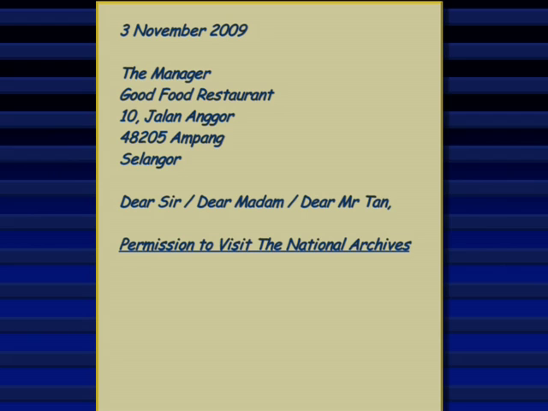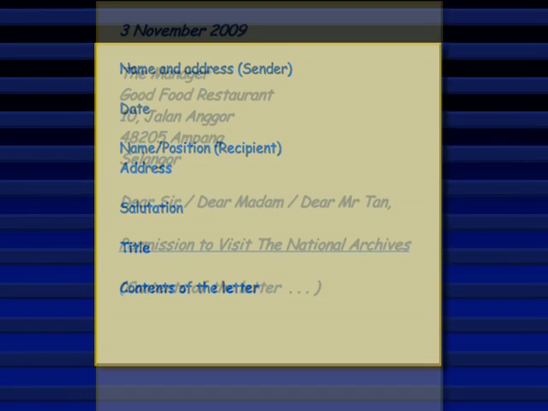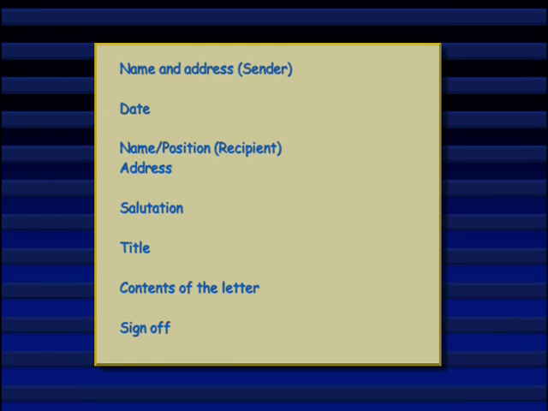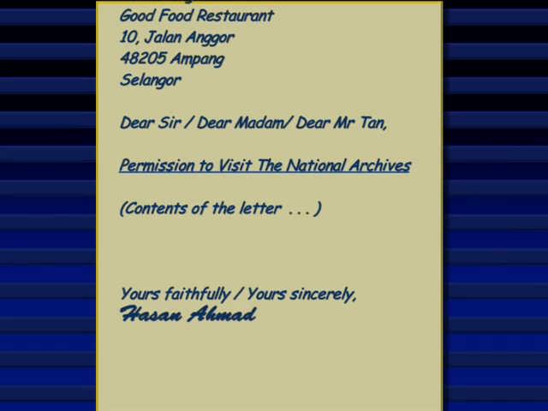For example, permission to visit the National Archives. And then we go on to write the contents of the letter. At the end of it, we sign off with yours faithfully or yours sincerely, followed by our name and signature. This is written on the left-hand corner.